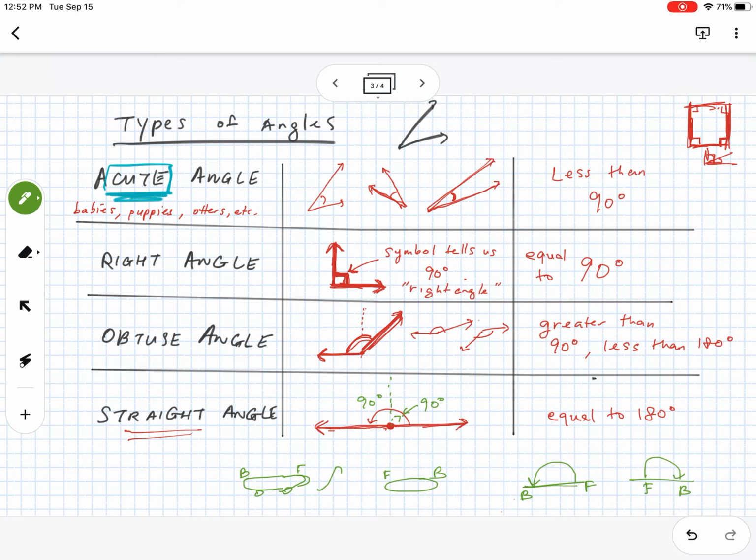So the four types of angles: the acute angle, the right angle, the obtuse angle, and then the straight angle. Okay?